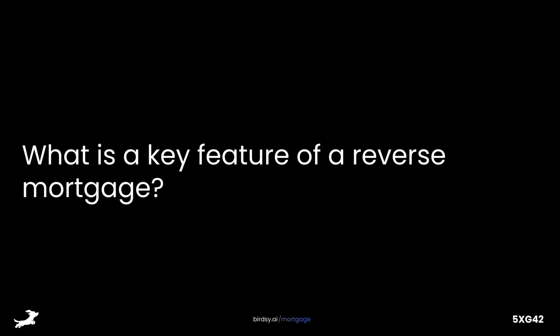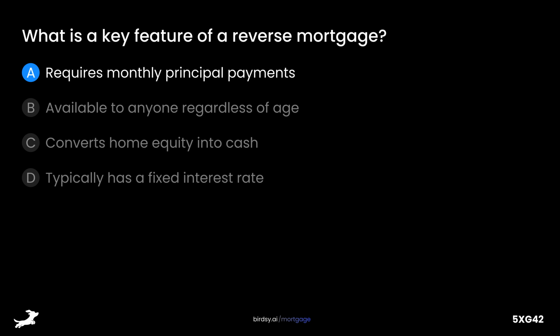What is a key feature of a reverse mortgage? Is it A, requires monthly principal payments, B, available to anyone regardless of age, C, converts home equity into cash, or D, typically has a fixed interest rate? The answer is C, converts home equity into cash.